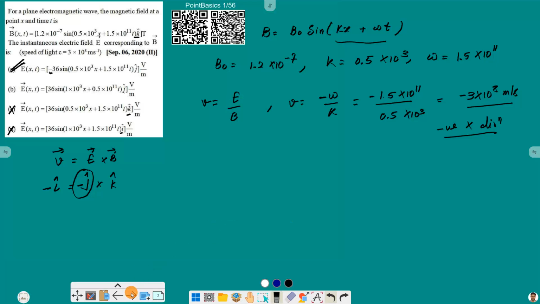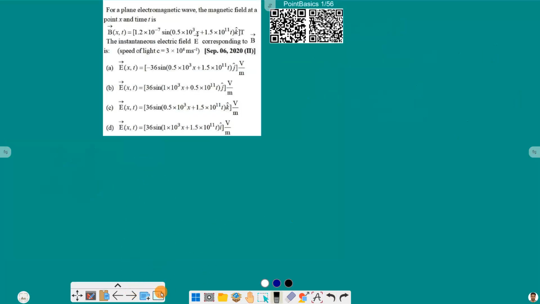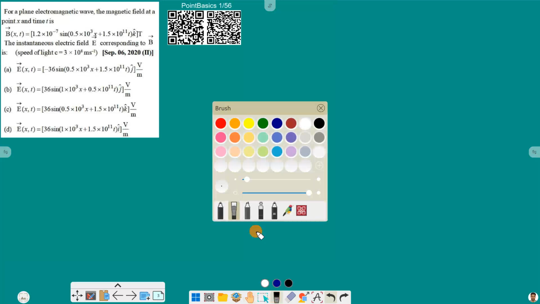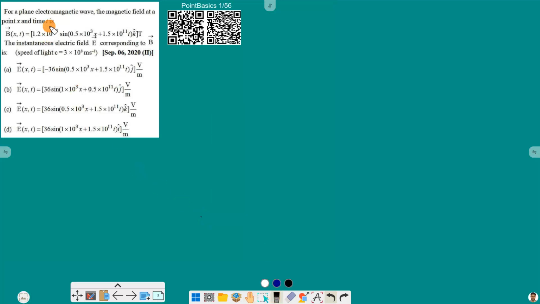Now let us move to the next one, and let me slide it down first. So starting with here: for a plane electromagnetic wave, the magnetic field equation is given. The instantaneous electric field we have to find out. So again, this is the same expression as the previous one.